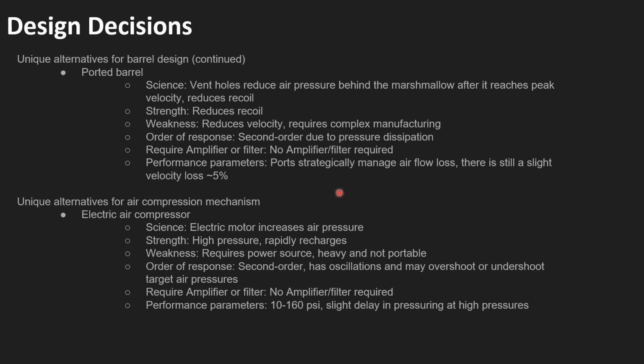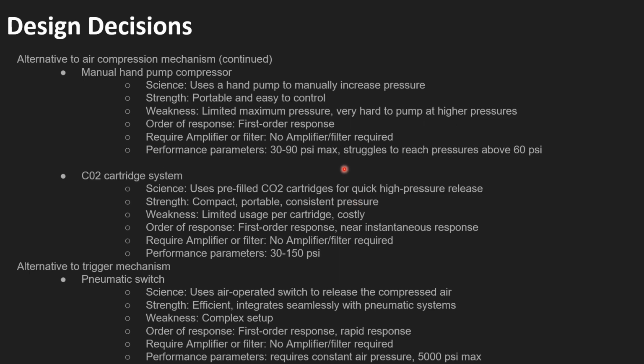Then our alternatives for the air compression mechanism were the electric air compressor. It's great at high pressures, rapidly recharges, and is very easy to use. It's not portable, and it does require a power source. Then we had the manual hand pump, very portable and easy to control. It does have a limited maximum pressure, and is very, very hard to pump at high pressures. And then there's the CO2 cartridge system, very easy, portable, with consistent pressure delivery. You only get a few usages per cartridge though, and it is quite costly.